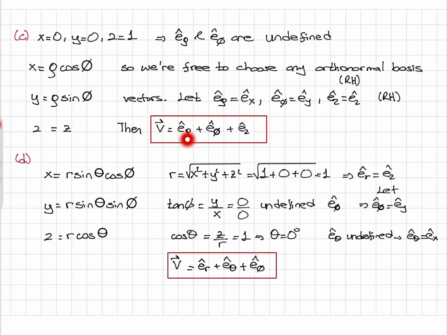So the answers are given in terms of the freely chosen orthonormal basis vectors plus the one that is required by the coordinate z equal to 1 here, and also z equal to 1 implies er hat must be equal to ez hat.